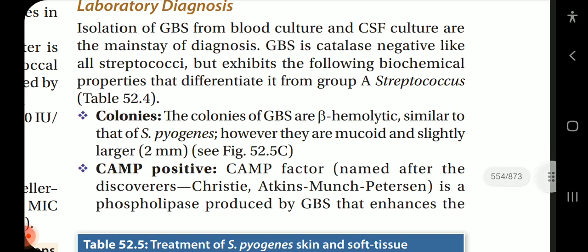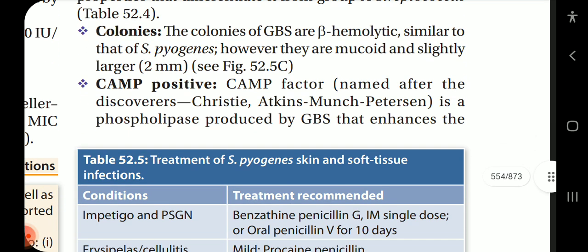Lab diagnosis. Isolation of GBS from blood culture and CSF culture are the mainstay of diagnosis. GBS is catalase negative like all streptococci but exhibits the following biochemical properties that differentiate it from group A streptococcus. Colonies: the colonies of GBS are beta hemolytic, similar to that of Streptococcus pyogenes. However, they are mucoid and slightly larger, 2 mm.